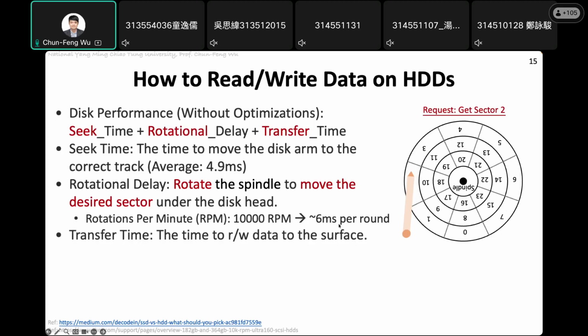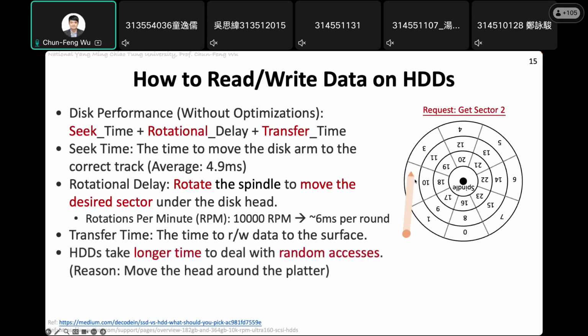Transfer time is the time to read or write data to the surface. Even though the head is above these sectors, to read out the data we need to give the head some current to activate the magnetic force. Using the magnetic force, we can read out the data from these locations. So we still need some time, but usually the transfer time will not be too long. It depends on how much data you are going to read out. This is a simple summary of how to read data from a hard disk drive.